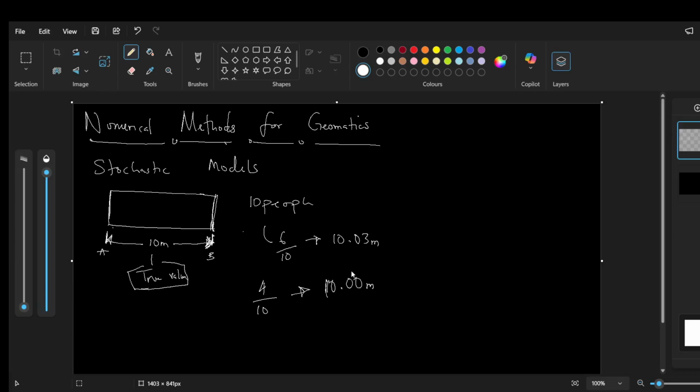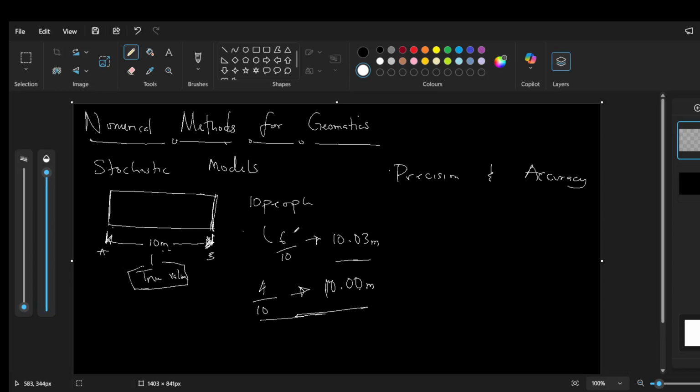So 10 is the true value. 4 people have measured it exactly the way it is, to 2 decimal places. Their measurement does not have any error. But for these 6 people, their measurement has some error. So why am I doing this? I'm trying to introduce you to these two words, which are precision and accuracy.